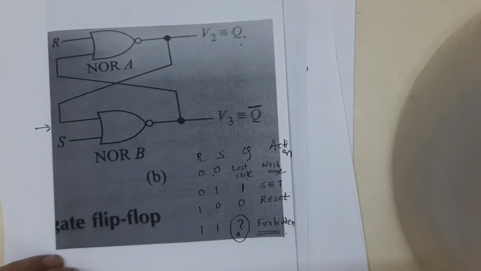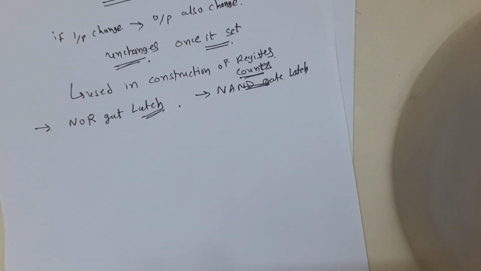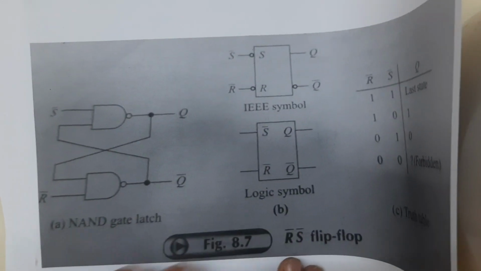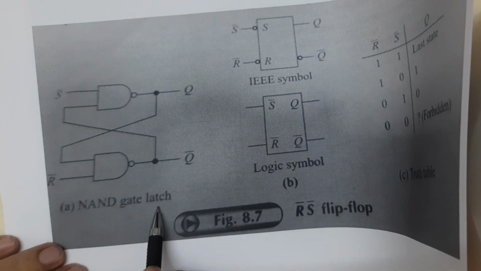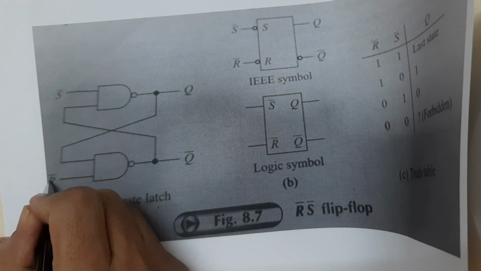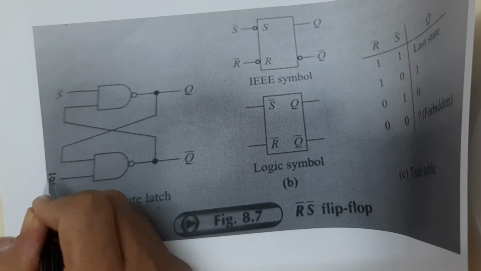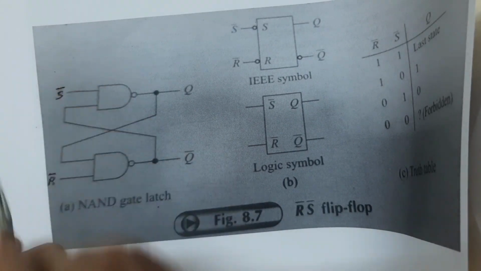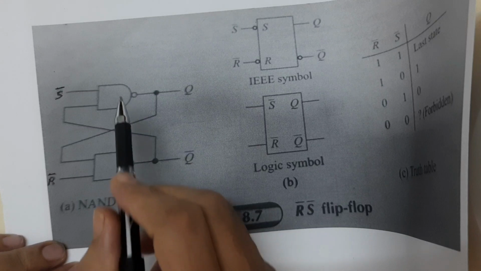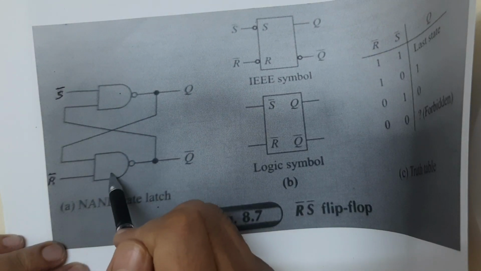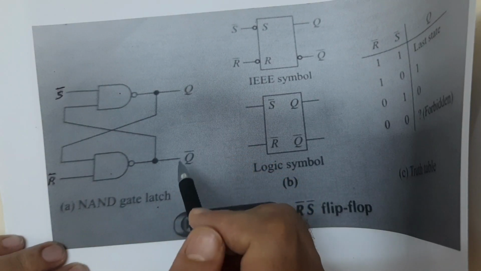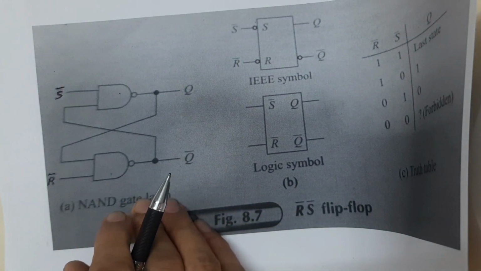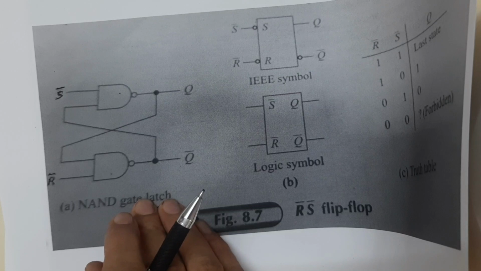With the help of NAND gates, we build the flip-flop. The circuit looks like this. This is the NAND gate latch. Here we use the words R bar. This is your input R bar and this is your input S bar. We are using two NAND gates, A and B, and this is your output Q and Q bar. A slightly different latch can be constructed by using NAND gates as shown in this figure.